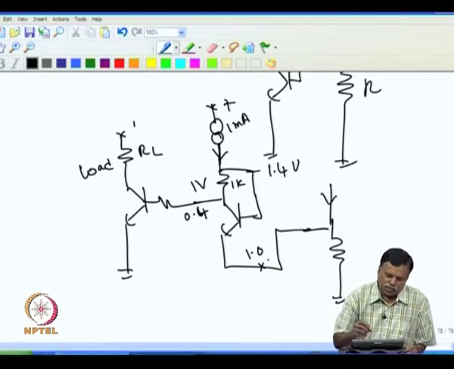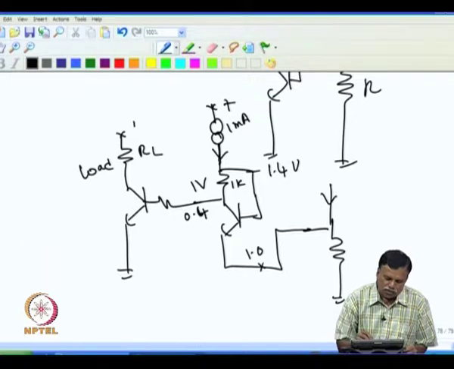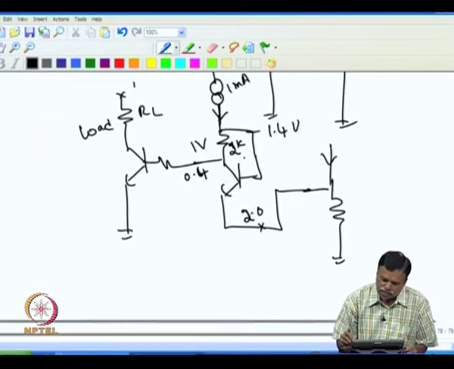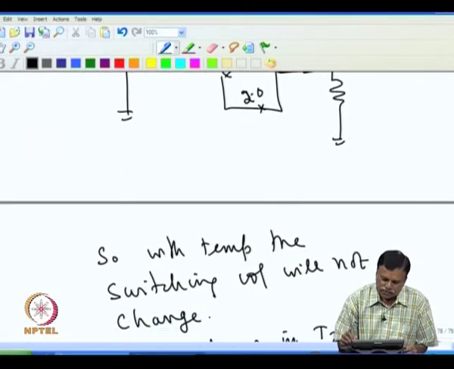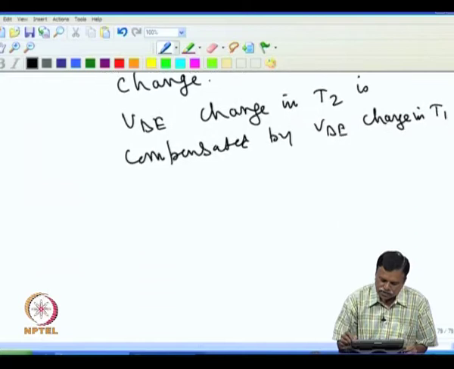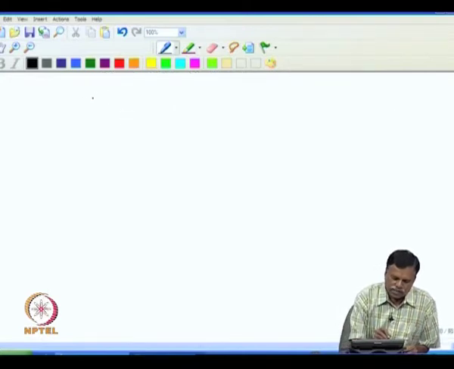Added to that, if I want to switch at different voltages, for example, the switching is taking place at 1 volt, if I want to change the switching voltage, all I need to do is change this resistance. For example, if I put 2k, then the switching voltage will go to 2 volt. So, the switching voltage also can be easily changed by changing the resistance value. Then the second advantage is that the switching voltage can be changed.